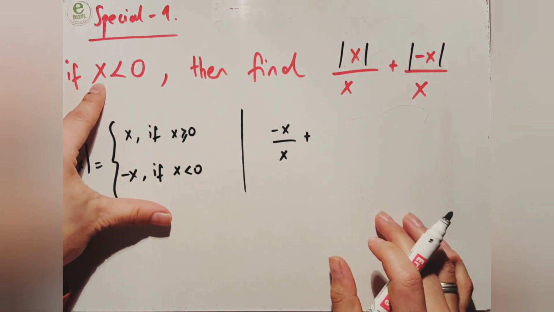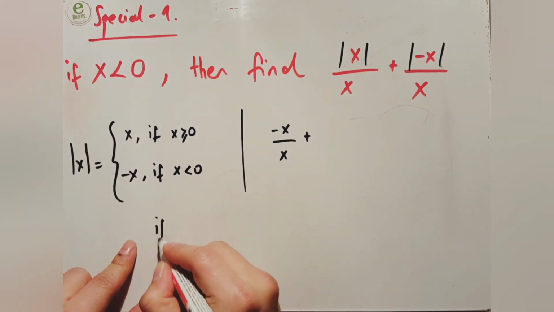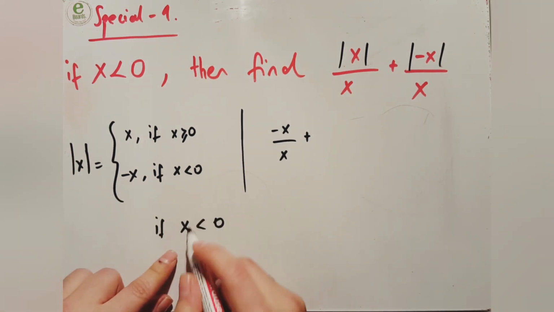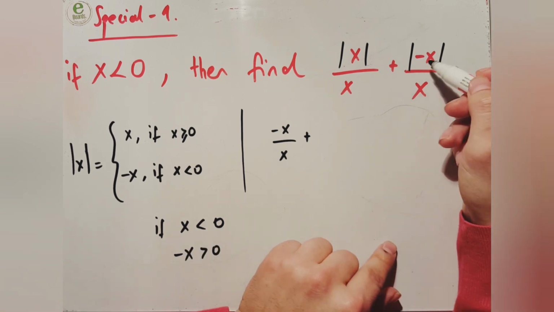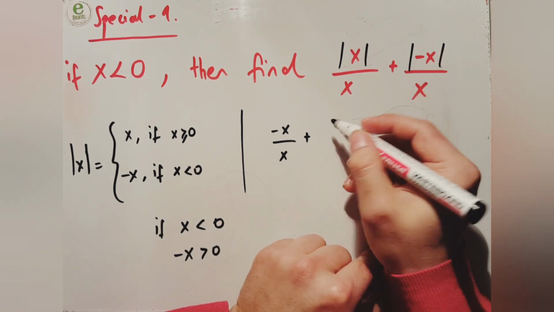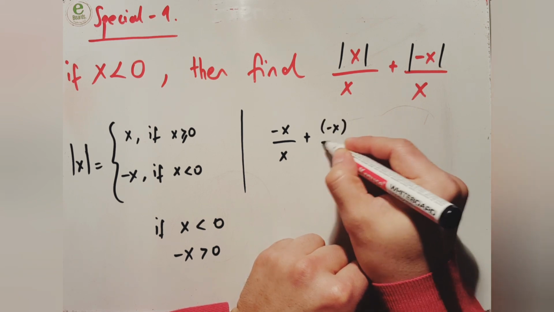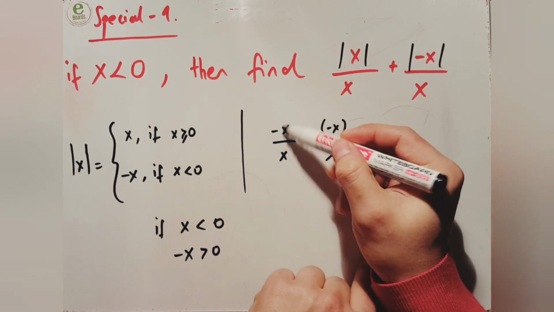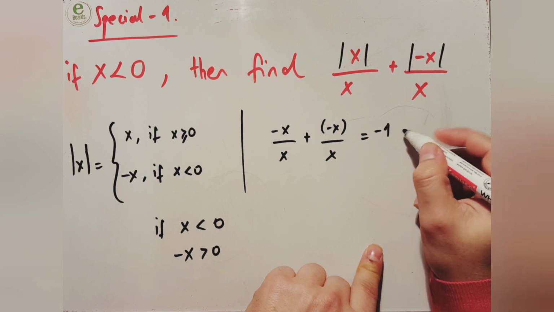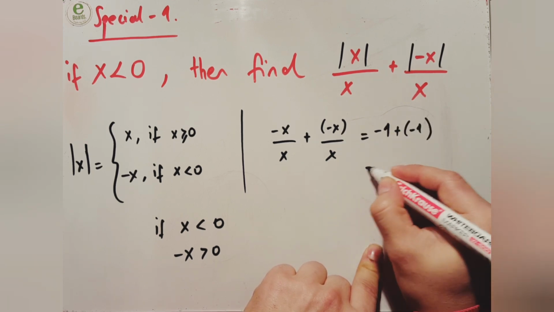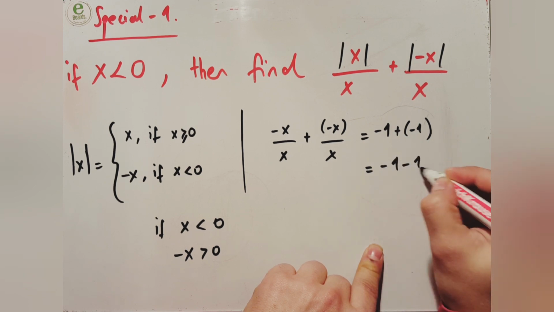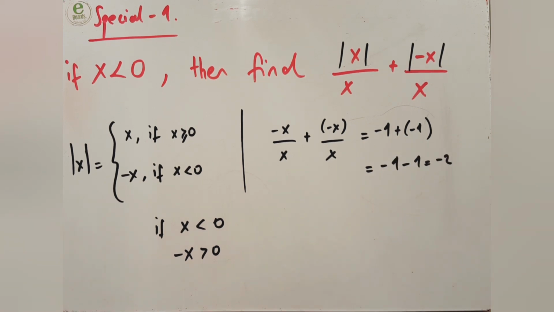How can we prove it? We will multiply both sides by minus. If x is less than 0, when we multiply by minus, minus x is greater than 0, so it is positive. Since it is positive, we write it directly: minus x over x is negative 1, plus minus x over x is also negative 1. So it's going to be negative 1 minus 1, which is equal to negative 2.